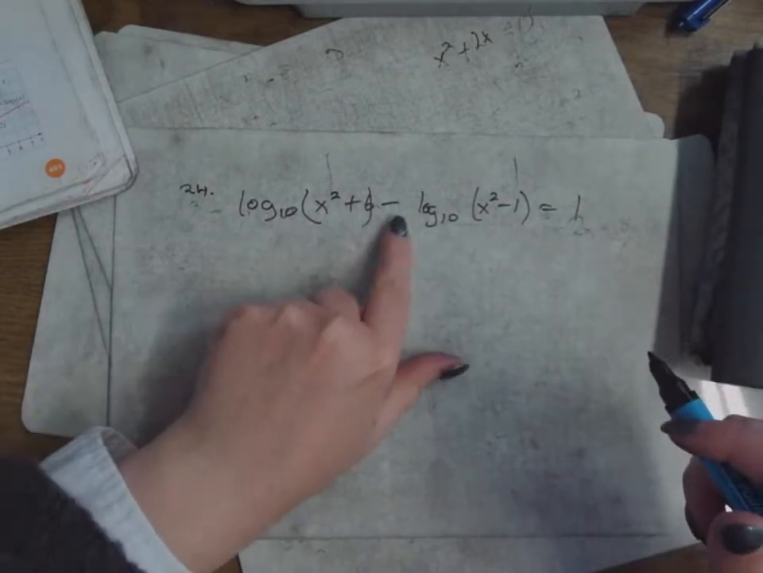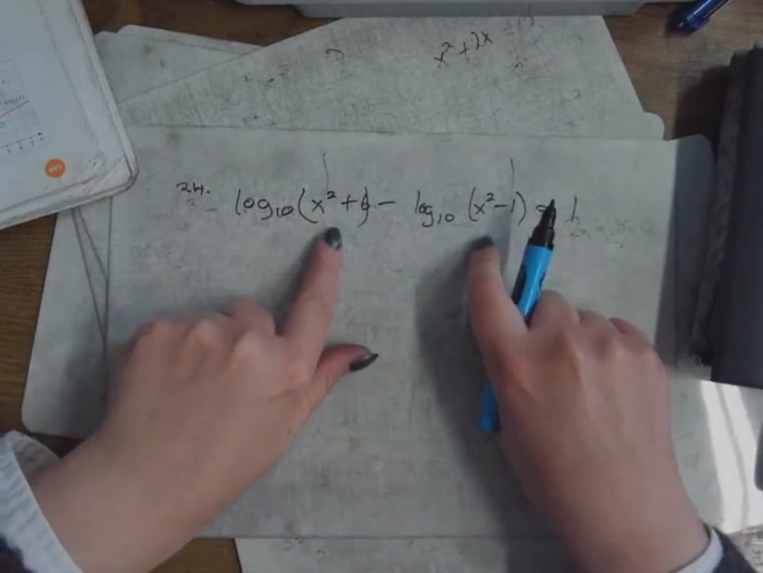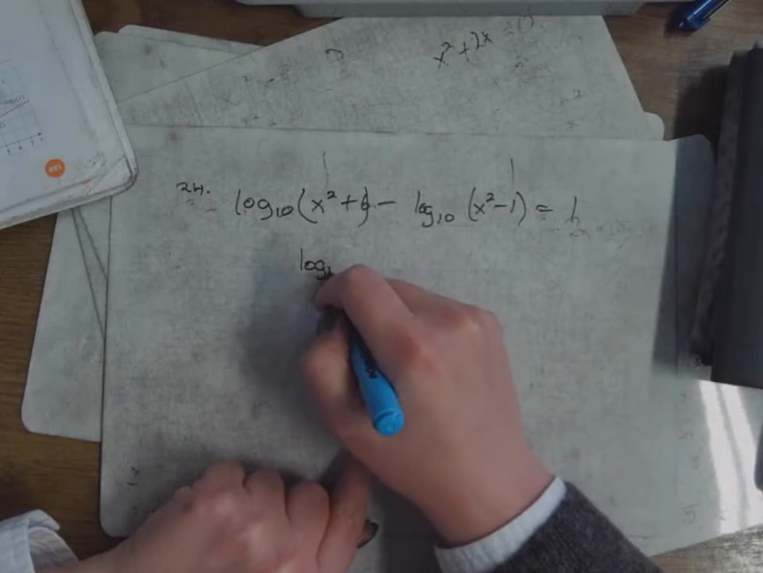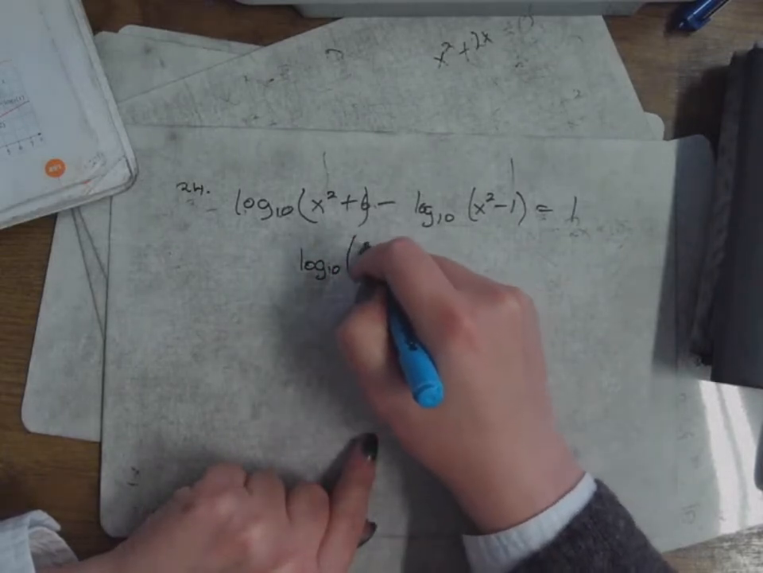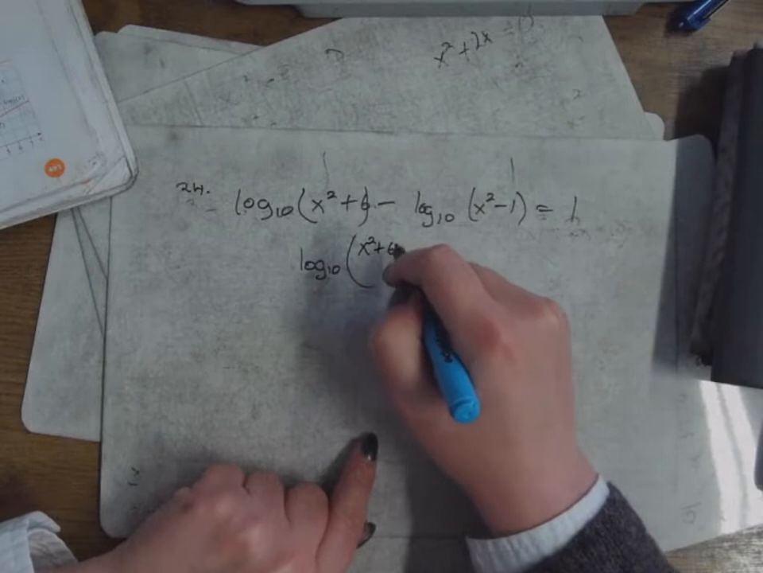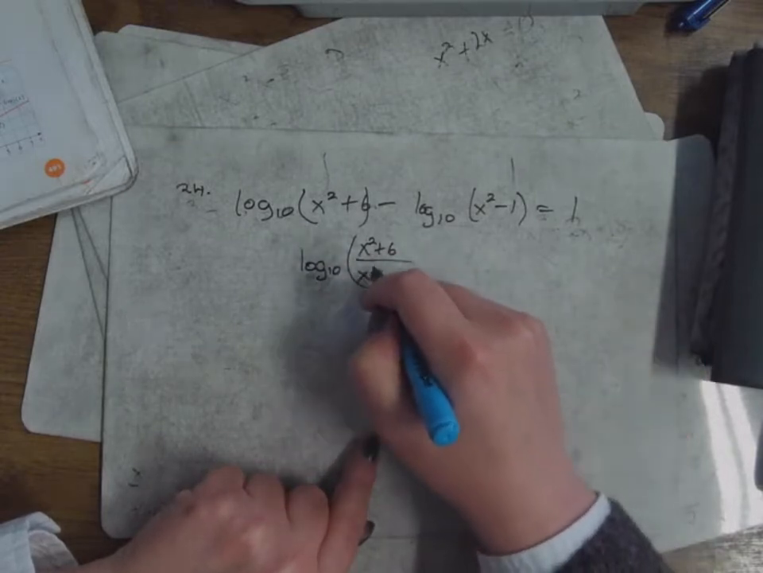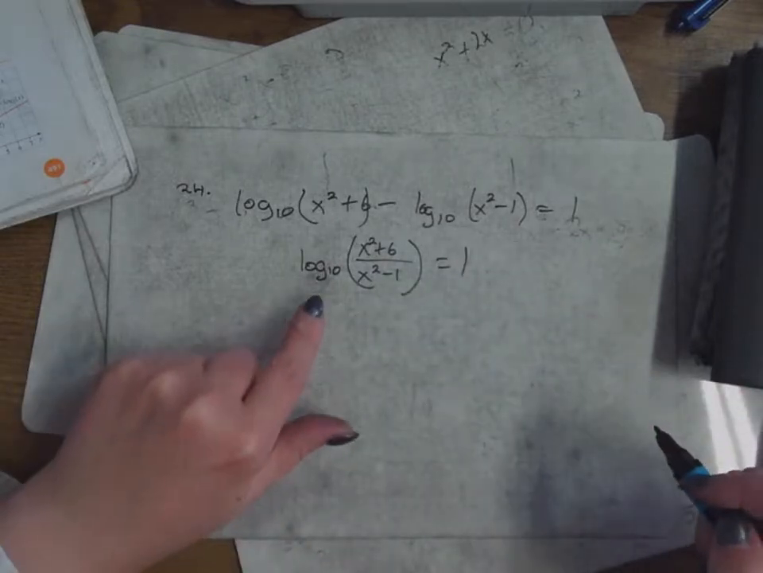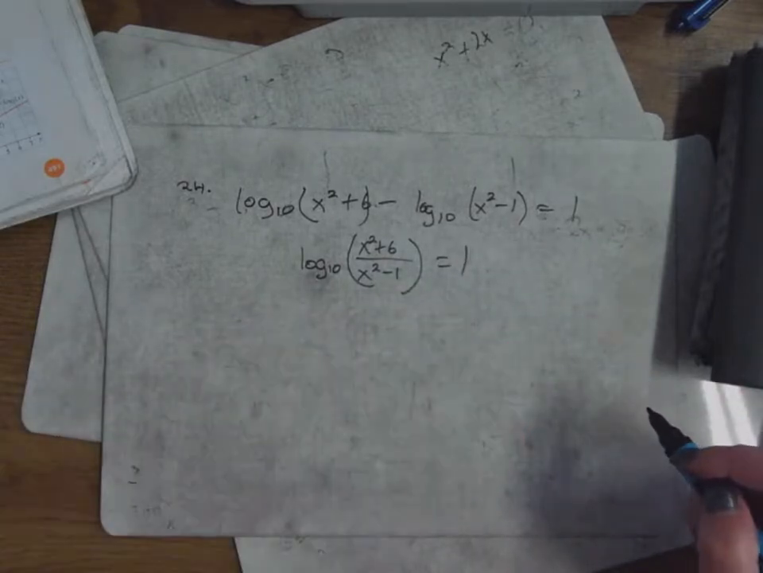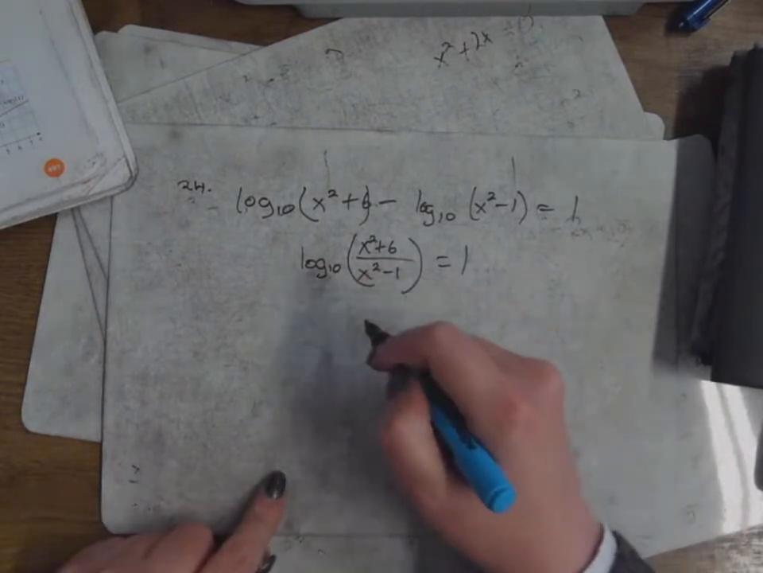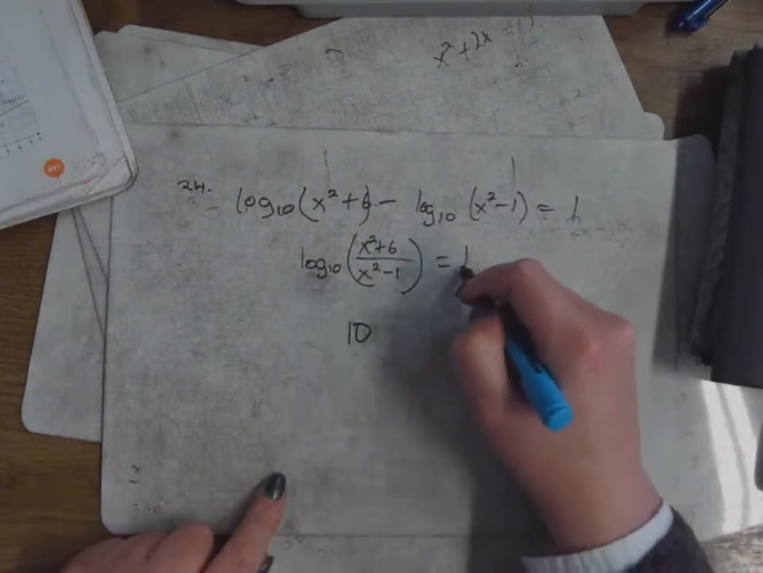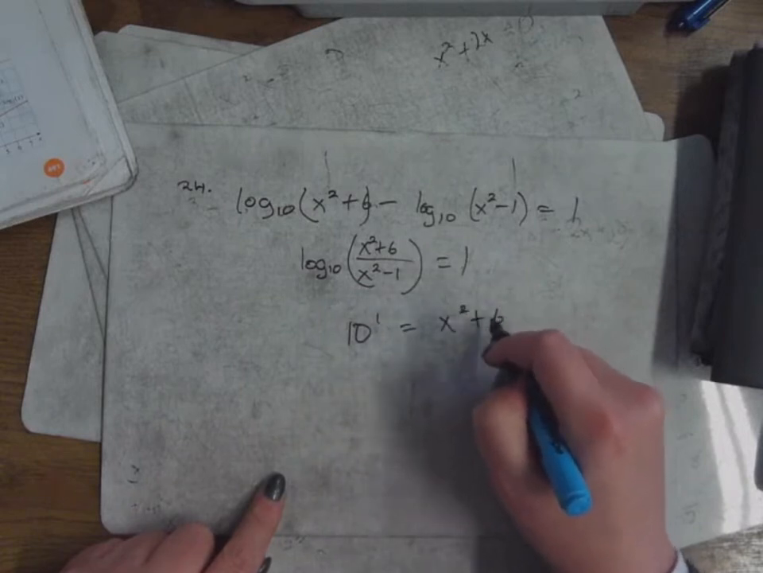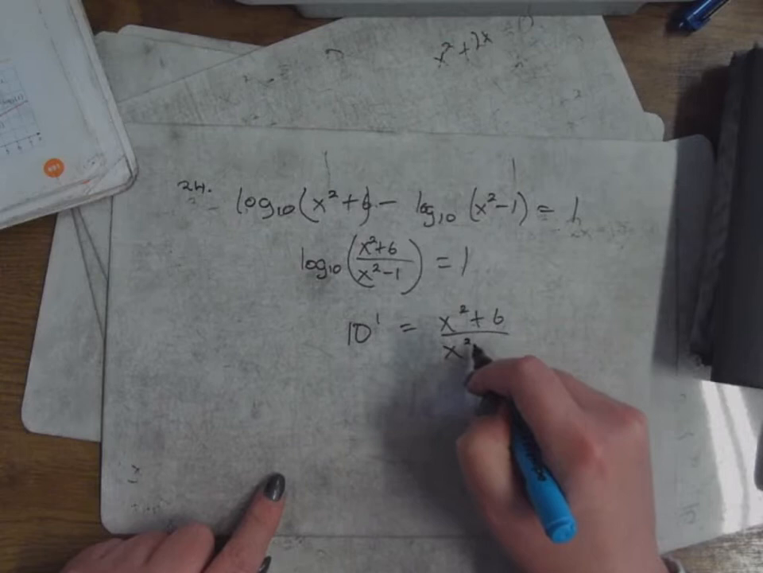Okay? So the minus means these were originally what? Divided, isn't that right? So take away means they were originally divided. So that was originally x squared plus 6 on top, x squared minus 1 on the bottom. Agreed? Equals 1. Right, so when you have a log equal to a number, you change it back to a power. So the base of the power is 10. This is the power, and this is the answer. X squared plus 6 all over x squared minus 1.